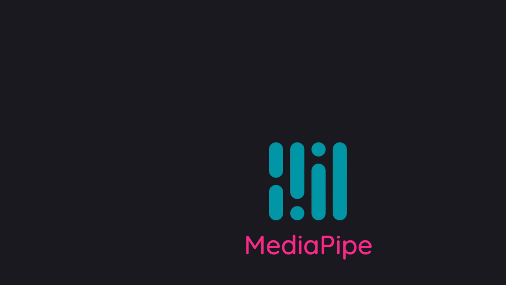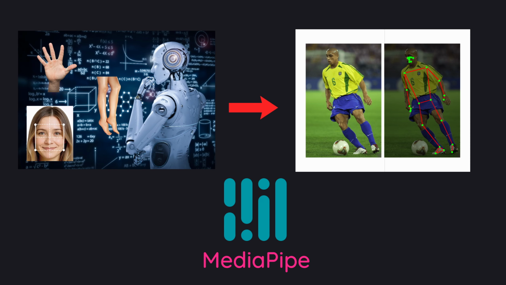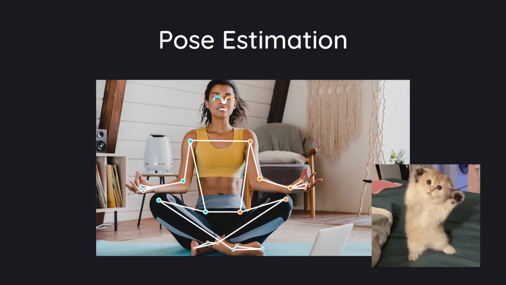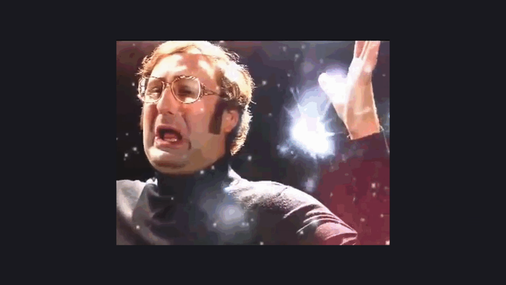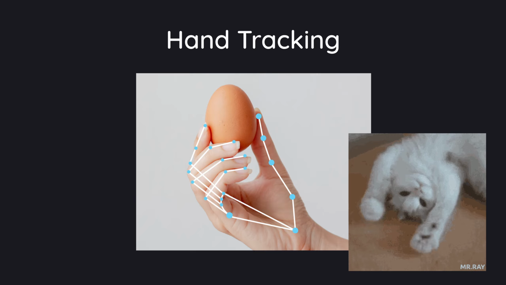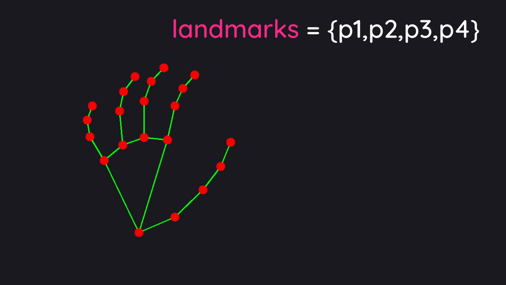In 2019, Google released MediaPipe, an open source framework that uses machine learning to identify parts of the body from a photo or video. They have models for things like face detection, pose estimation, iris tracking, and even hair segmentation. The one that I find the most interesting is the hand tracking model. With it, you get a list of points or landmarks for each part of the hand.